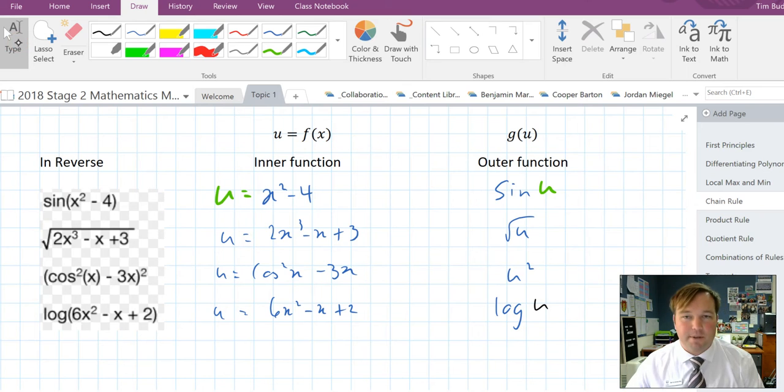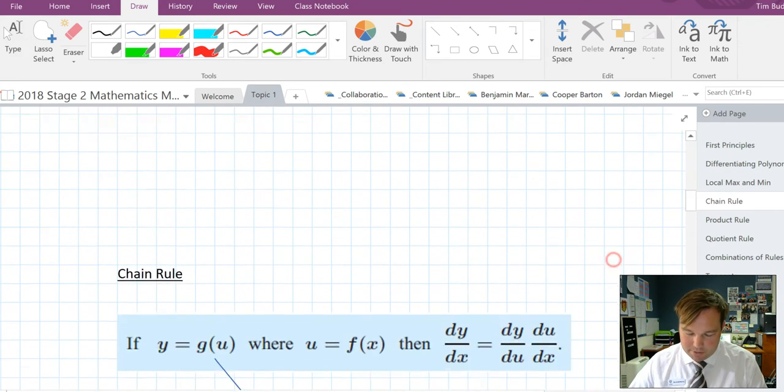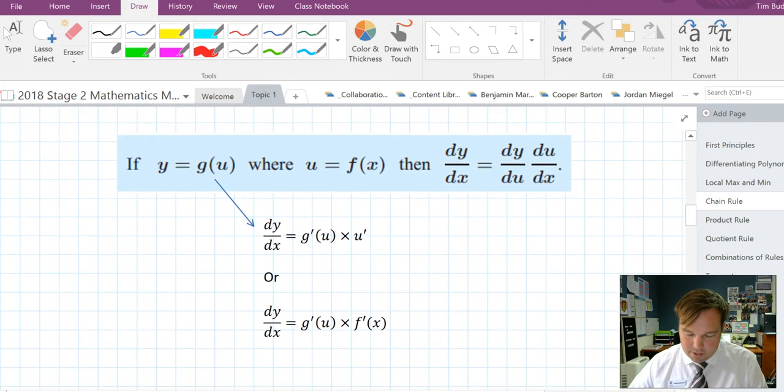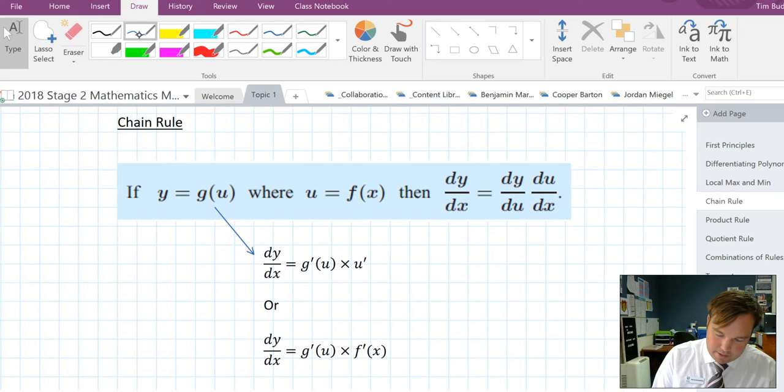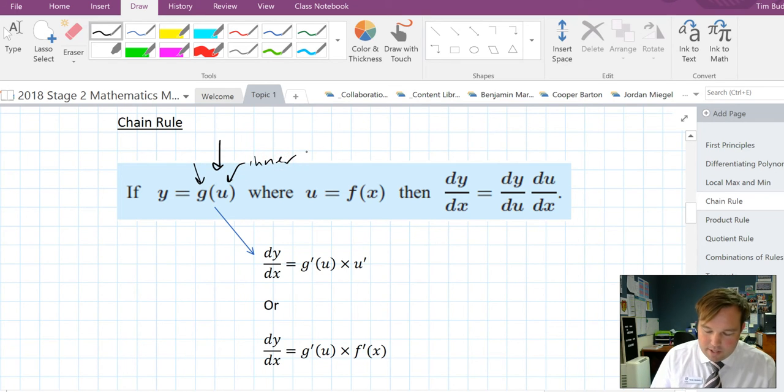Alright, how does this help us? Once we get good at recognizing inner and outer functions, how does this help us with calculus? Well, if you have a function that's nested, so g of u, g being the outside and u the inner function, then you can differentiate it by doing g dash u multiplied by u dash, or g dash u multiplied by f dash x. Those two are interchangeable.